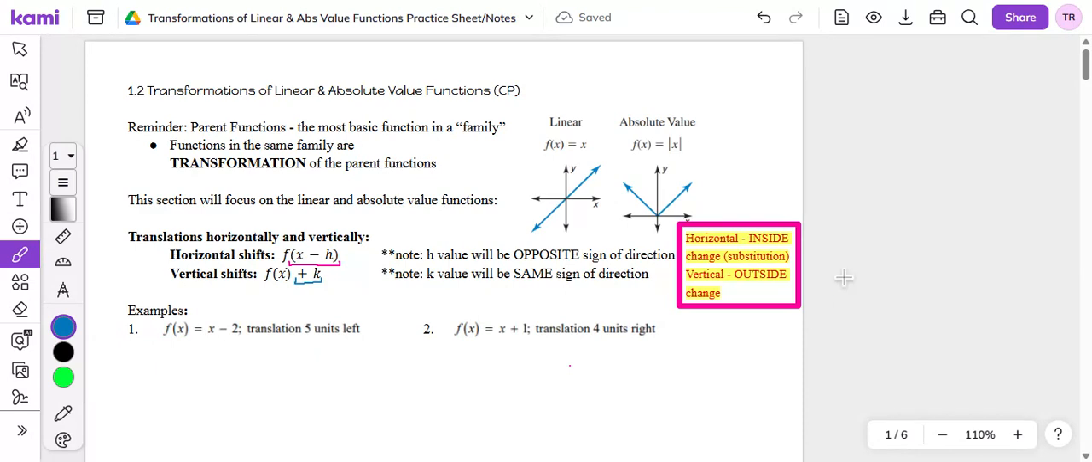And what I have over here in this pink box is going to be really important to remember. Horizontal movements, no matter what they are, any horizontal transformation, is a change on the inside of the function. It's going to be a change inside with the x value, and that's just a simple substitution. So anything that's horizontal is going to involve a substitution into the equation. A vertical is a change on the outside. So maybe it's something that I multiply to the whole function or something I add or subtract to the whole function. Those two key pieces are going to be really important.